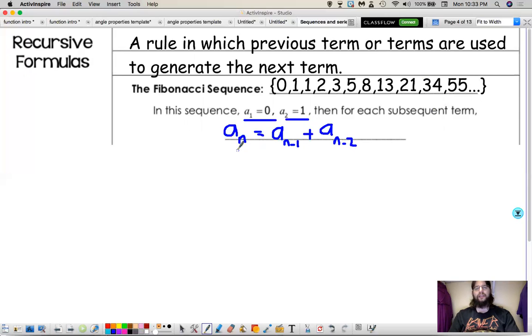So all this says is you take whatever the previous two numbers are, add them together, and that'll give you your next number. So here, 55 plus 34, that's 89. That'll be the next number. You could keep on going.